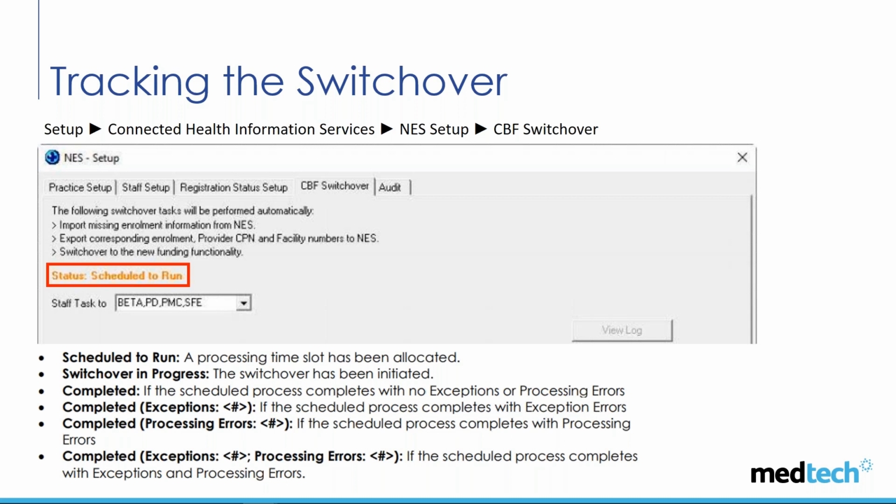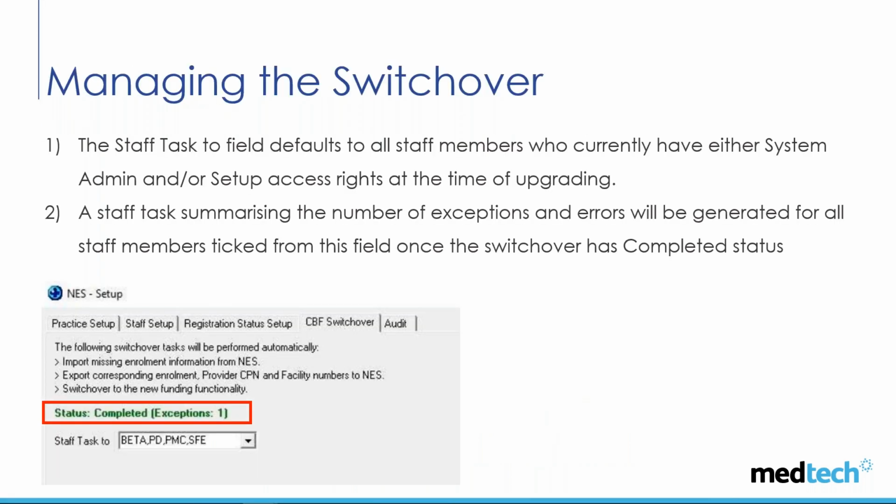At the top of the tab, there is a summary of the operations that the auto switchover will process. And below this is a status which provides the practice with details of which stage of the switchover they're at. The possible statuses that will appear are scheduled to run, which appears when a processing time slot has been allocated, switchover in progress, which appears when the switchover has been initiated, and one of the 4 possible completed statuses. The practices will see one of these depending on if there were any exceptions or processing errors, or a combination of both recorded during the switchover.